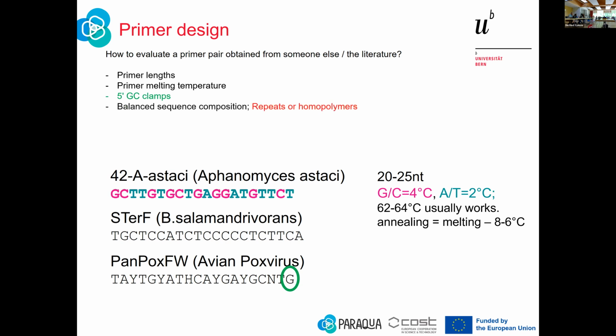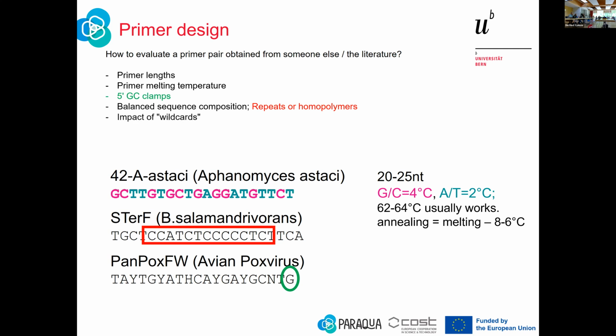You want the balanced sequence composition, ATs, GCs, and you want to avoid homopolymers. That is a horrible sequence. You don't want this in a primer. This will create tertiary structures. This will bind to any G homopolymer in the genome. This is just not a very good idea.